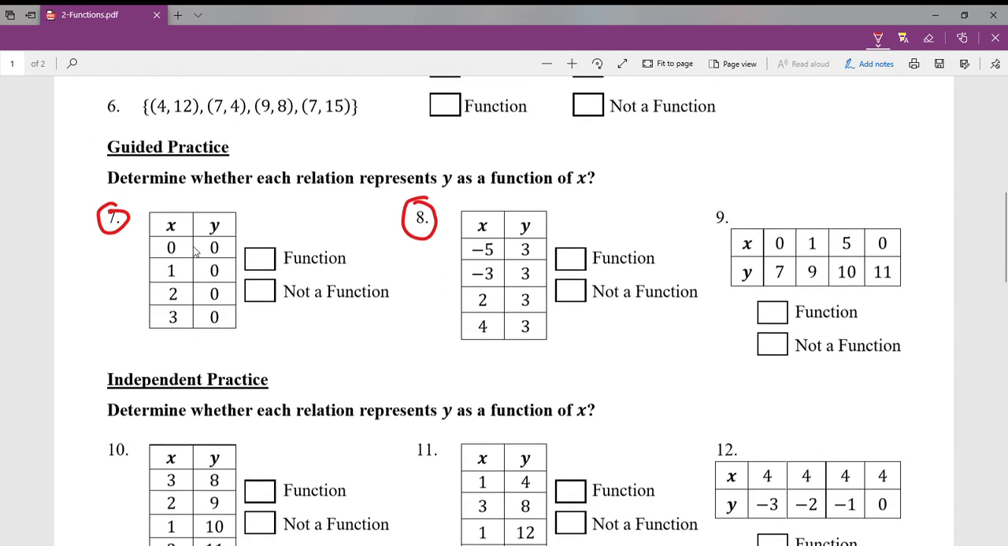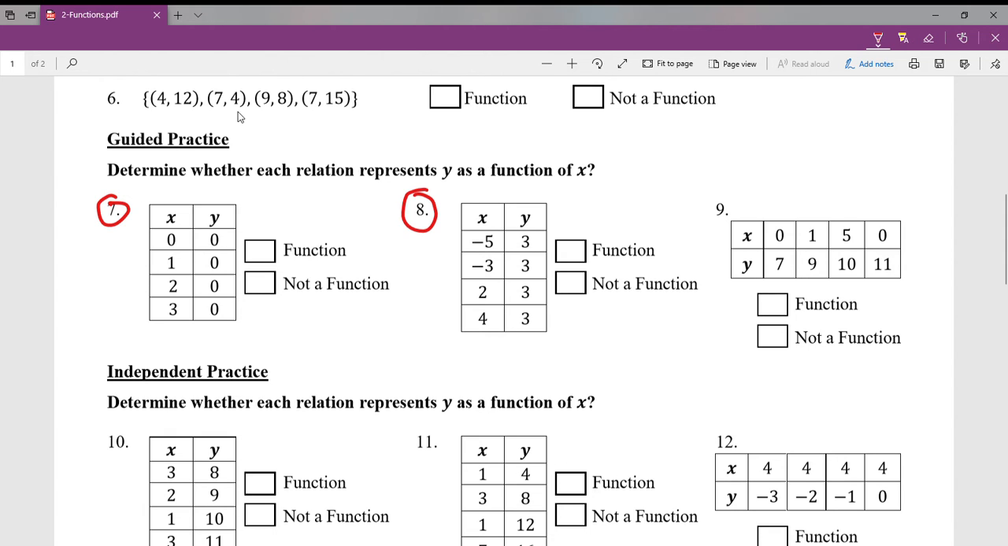So I'm going to jump ahead to 7. Same thing, except now we're looking at a table. I think these are even easier because we can clearly see all of our x values right here. Again, we don't even care what the y values are. So when I look at my x values, 0, 1, 2, 3, they're all different. So yes, it is a function. Okay, and you can put a check in there, you can put an x, you can color it in, you can do whatever you would like.